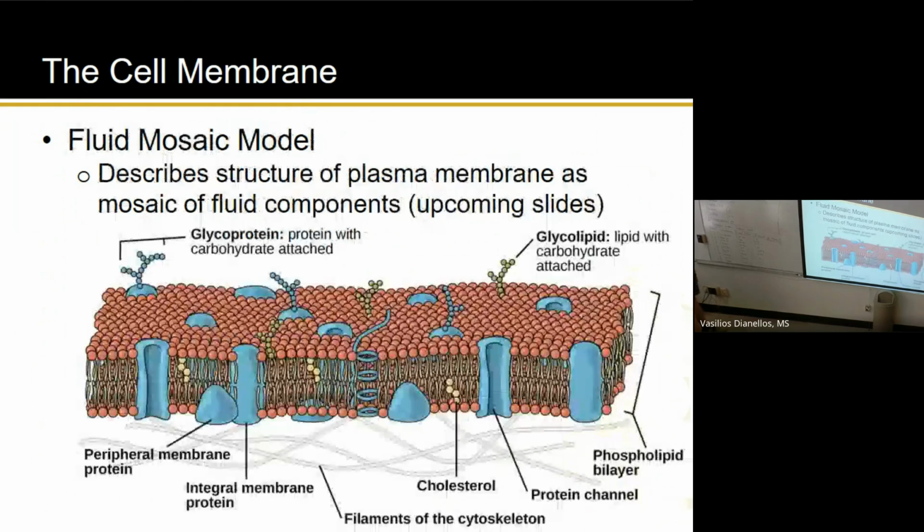Let's keep going. I'm trying to get us caught up here. The fluid mosaic model, like I said, you need to know, technically this is the learning objective. You need to know what this is. It describes the structure of the plasma membrane as a mosaic of fluid components.